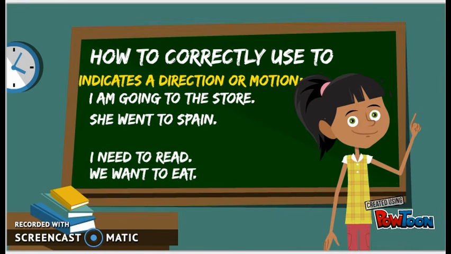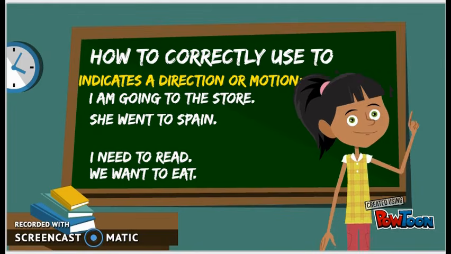So to indicates a direction or motion. Some examples will be: I am going to the store, or she went to Spain. Using the word to in those two sentences shows a direction where they are going, to the store and to Spain. The next two examples, I need to read, which is a motion, and we want to eat, another motion. So the word to will be used for a direction, to the store, or a motion, to eat.